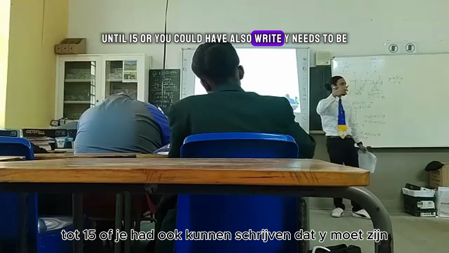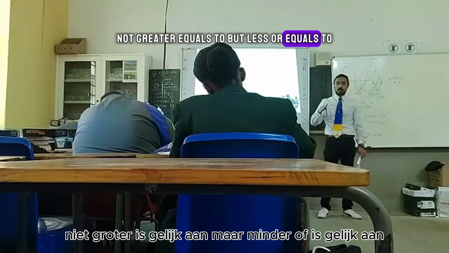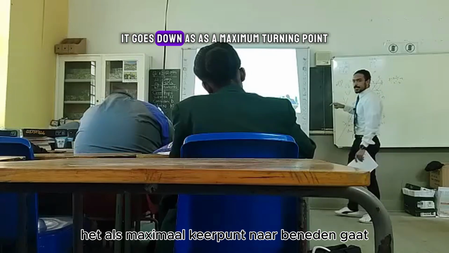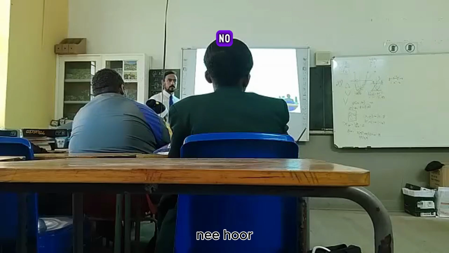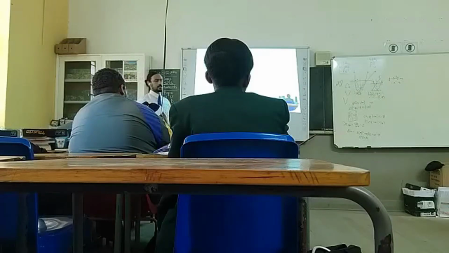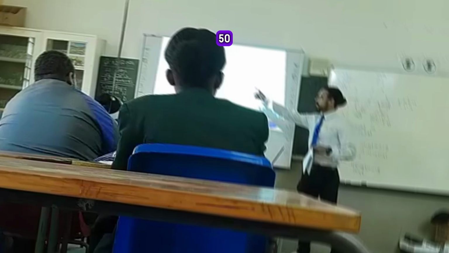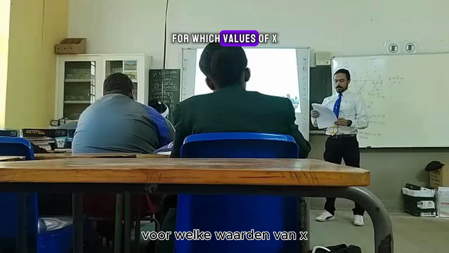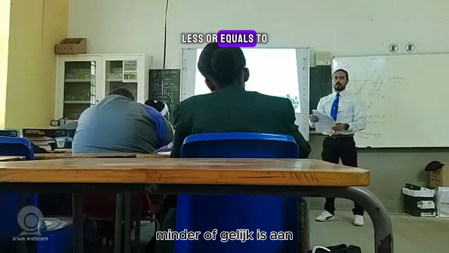Or you could have also written y needs to be, not greater or equal to, but less or equal to, because it goes down. This has a maximum turning point. Your function is supposed to look something like that. No? And then the range can be written y needs to be less or equal to 15. Then 2.5.2, for which values of x will this be less or equal to?